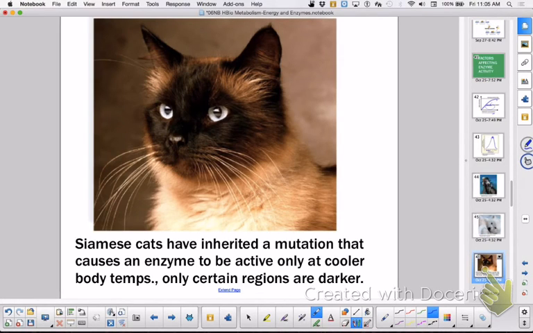Now, Siamese cats have an inherited mutation, and so depending on the temperature depends on whether their enzymes are functional or not for their coloration, and that's why they have different colors in different parts of their body.